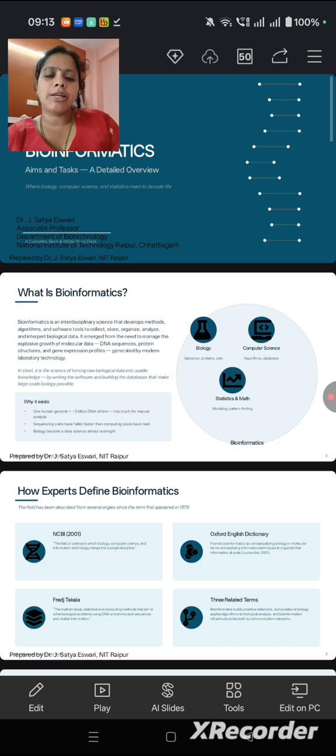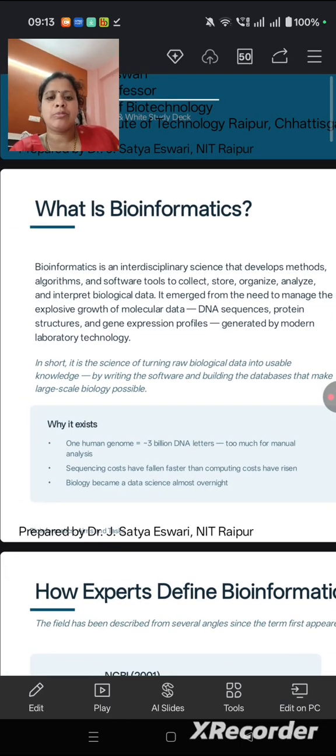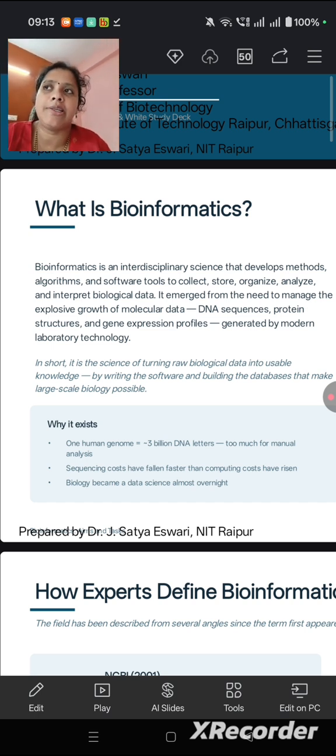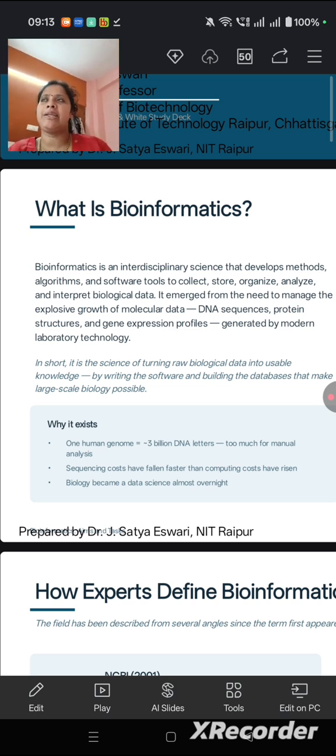So, as we have seen, what is bioinformatics? Bioinformatics is an interdisciplinary science that develops methods, algorithms, and software tools to collect, store, organize, analyze, and interpret biological data. Biological data here means DNA sequences, protein structures, RNA sequences, and gene expression profiles, generated by modern laboratory technology like different DNA technologies. In short, bioinformatics turns biological data into usable knowledge.